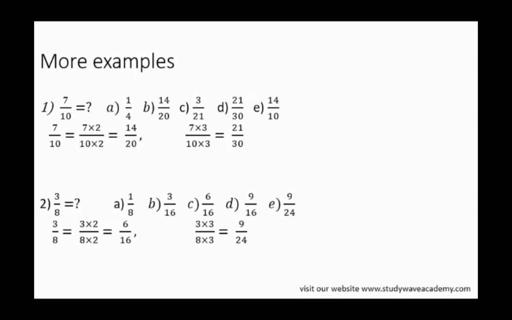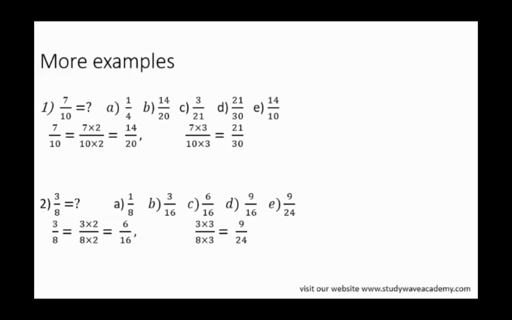We will say, okay, if we use 1 to multiply, our answer is not in A, B, or C, right? Try using 1. 7 times 1 is 7, and 10 times 1 is 10. Do we have that answer there? No. So we are going to use 2 next. 7 times 2 gives us 14, and 10 times 2 gives us 20. Is our answer there? Let's check. A is 1 over 4, B is 14 over 20. Wow, that is our answer, right? So we'll pick 14 over 20.